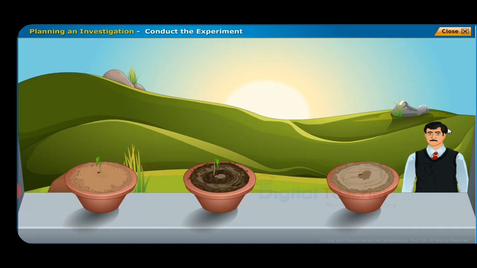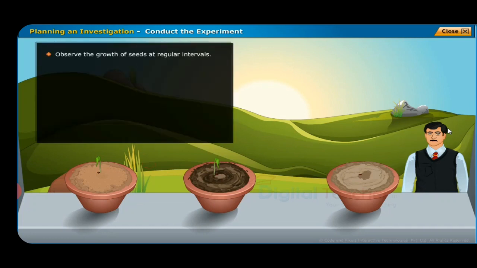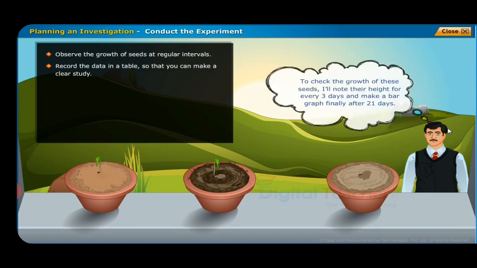Conduct the experiment. Observe the growth of seeds at regular intervals. Record the data in a table so that you can make a clear study. To check the growth of these seeds, I will note their height for every 3 days and make a bar graph finally after 21 days.